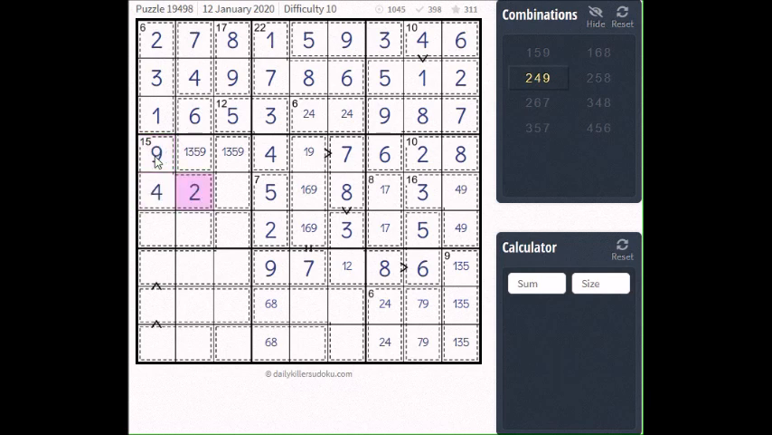4 2, and the 9 is not here. Also the 1 is not here. Here we have 1 6 9, 6 9, but the 4 here would make this a 9, and the 9 here would make this a 6, and here we have 1 7. This is not a 5 because of this, and this is a 5. Here we have 1 6 7 8.